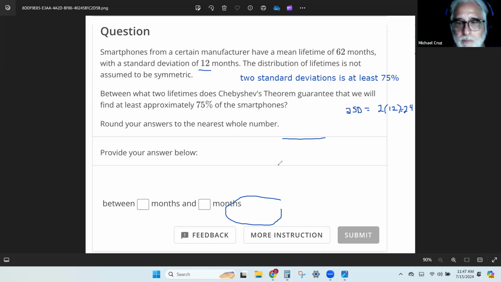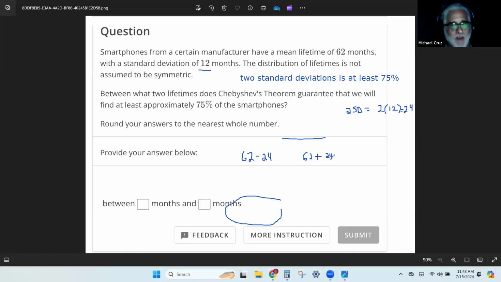So we're going to do 62 minus 24 and 62 plus 24. So it works the same way as the empirical rule, the 68, the 95, and the 99.7. So one standard deviation is 68, two is 95, and three is 99.7, or almost all of it. But with Chebyshev, it's slightly different, and it's just an inequality, they call it.